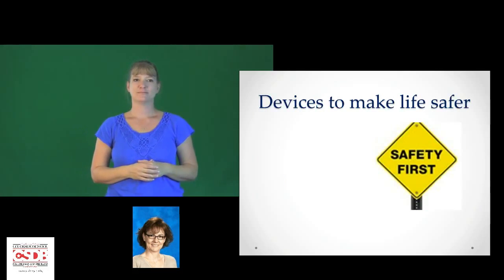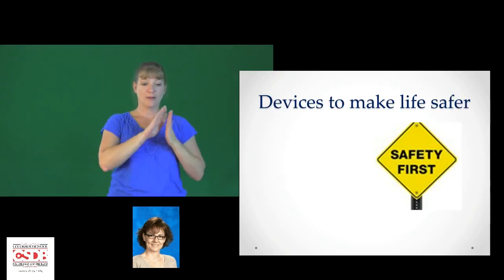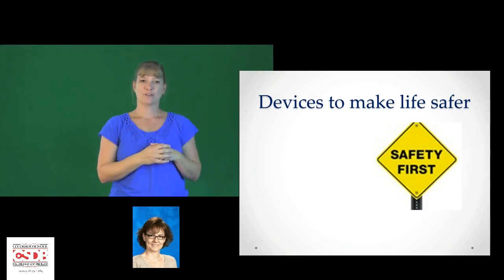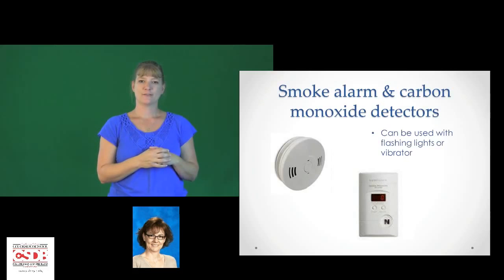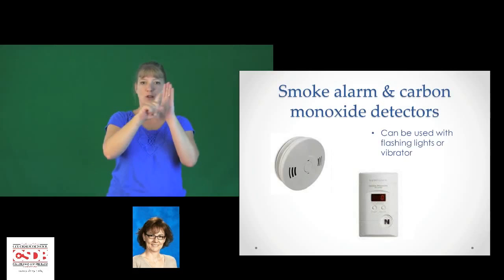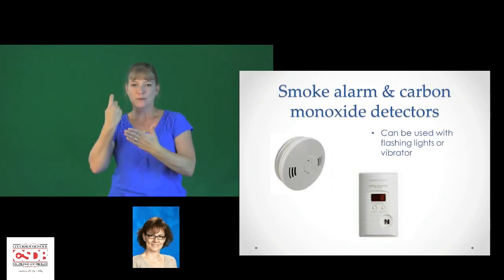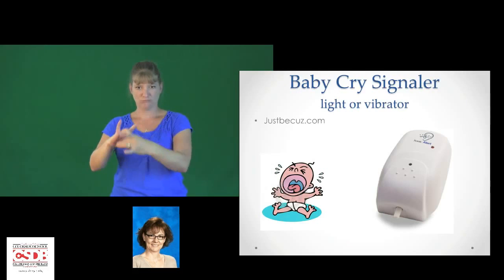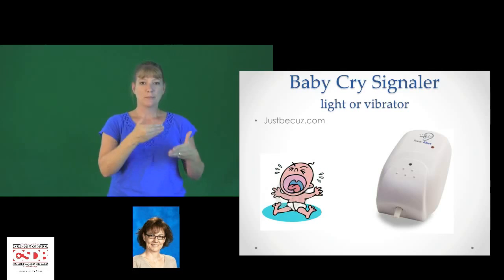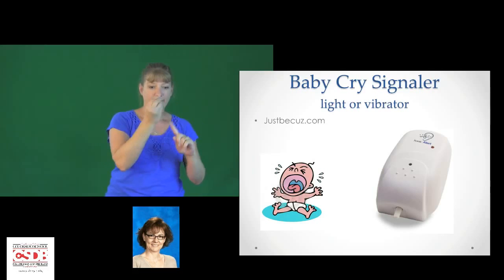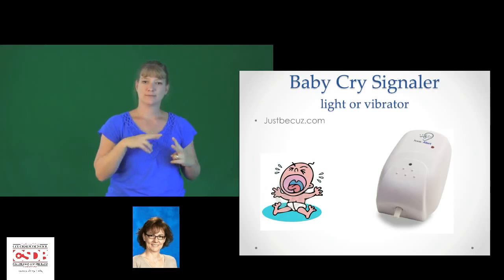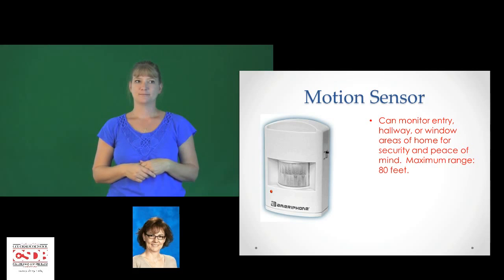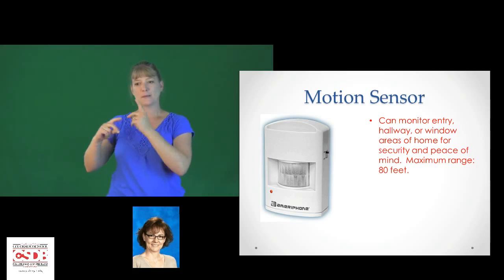There are devices to make life safer. Smoke alarms and carbon monoxide detectors can be hooked up to flashing lights or vibrators. And baby cry signalers also can flash lights or vibrate. And some people use motion sensors.